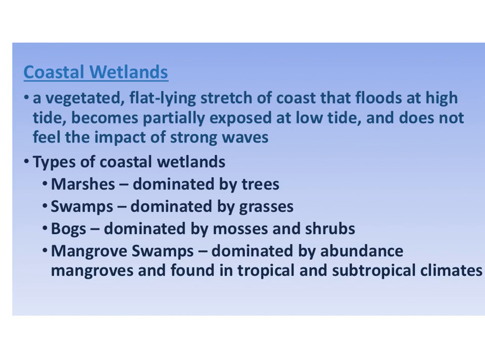So, a couple other types of features here. I focus in on marsh because that's the dominant overarching term. Wetlands: a vegetated, flat-lying stretch of coast that floods at high tide, becomes partially exposed at low tide, and does not feel the impact of strong waves.